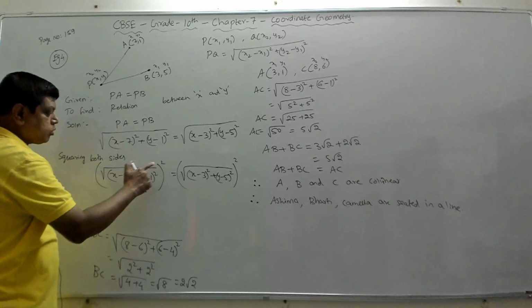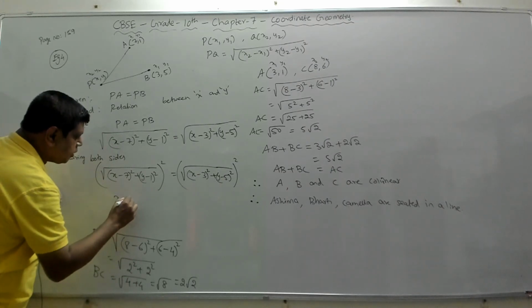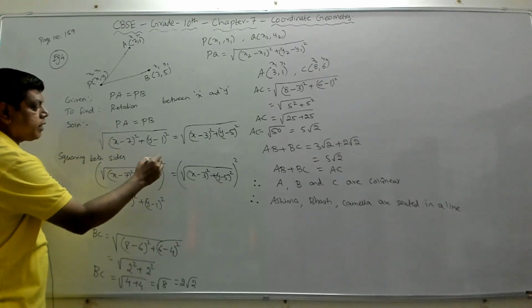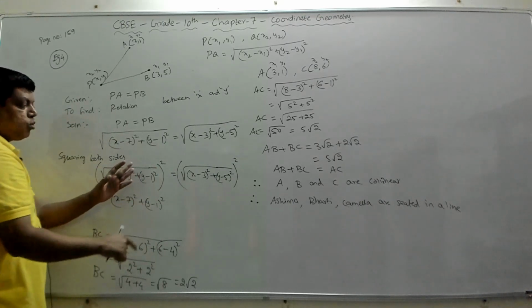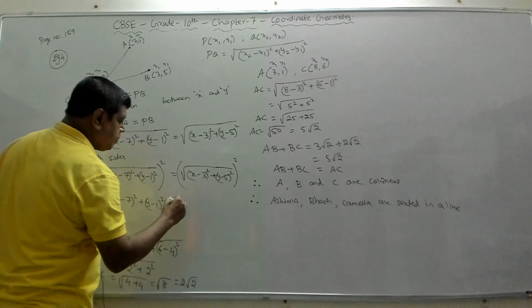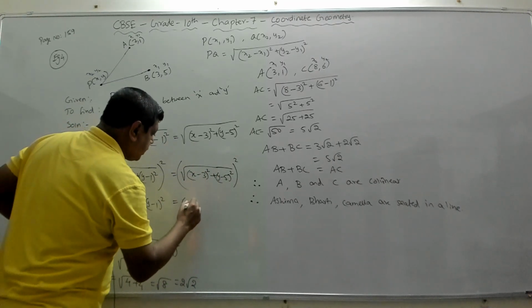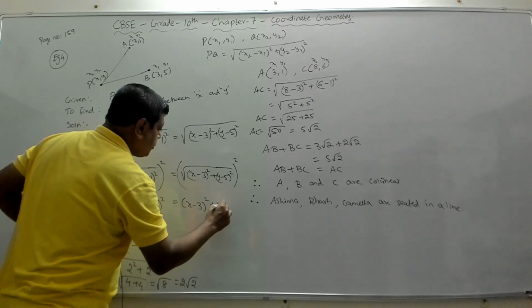Now the square root of this whole square will be just (x minus 7) the whole square plus (y minus 1) the whole square. Your square root and square will get cancelled, so the square root of this whole square will be only this. Similarly here also the square root will be gone because we are squaring. So you'll get (x minus 3) the whole square plus (y minus 5) the whole square.